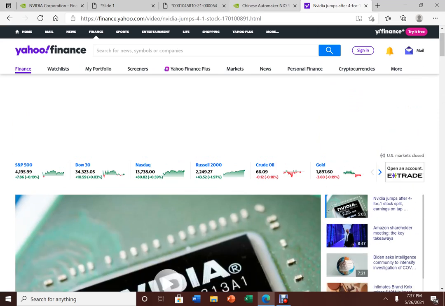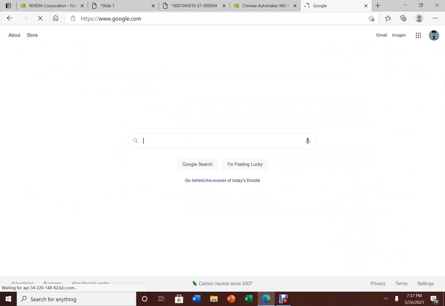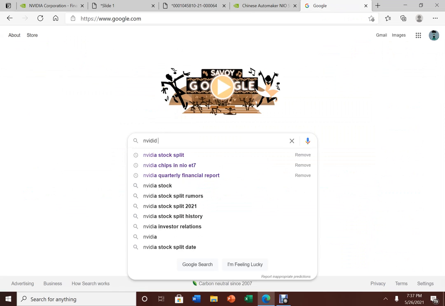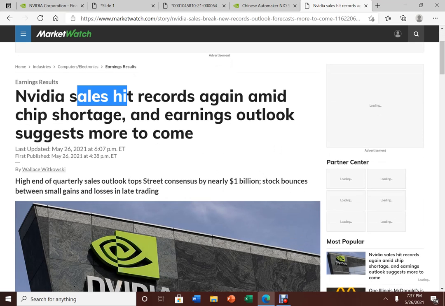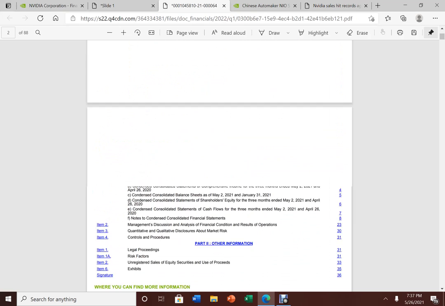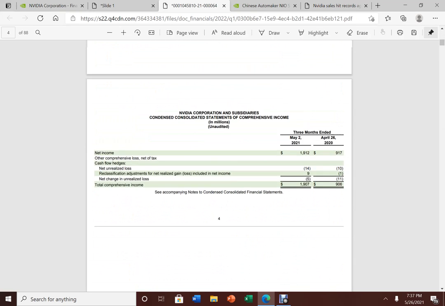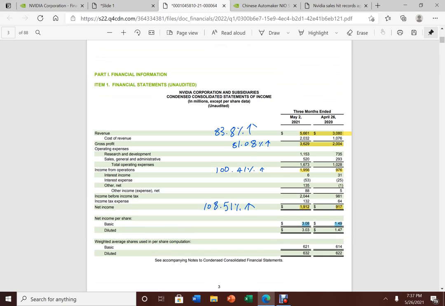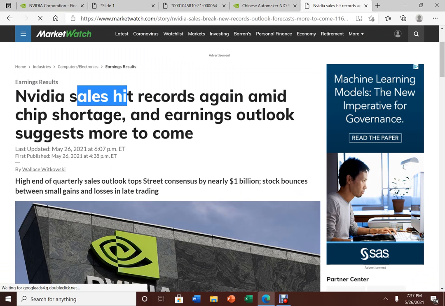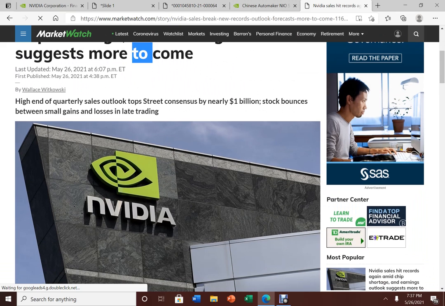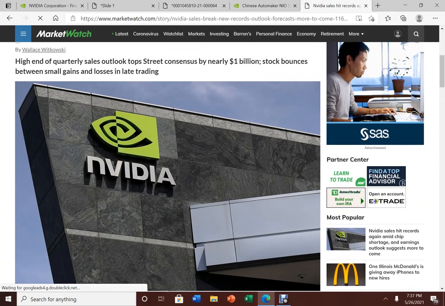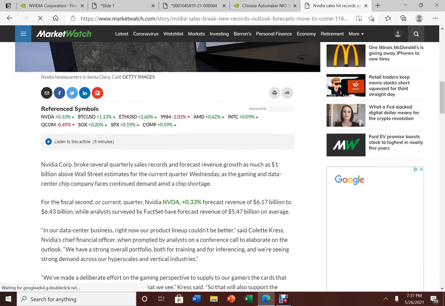And let's see what kind of earnings they're announcing today. NVIDIA earnings. You can see NVIDIA sales hit records like I showed over here. Like I showed earlier, NVIDIA shows record jumping revenue, even though they do have a chip shortage. And the earnings outlook suggests more to come. In late trading so far, the stock is bouncing between small gains and small losses, so not much movement we see here.